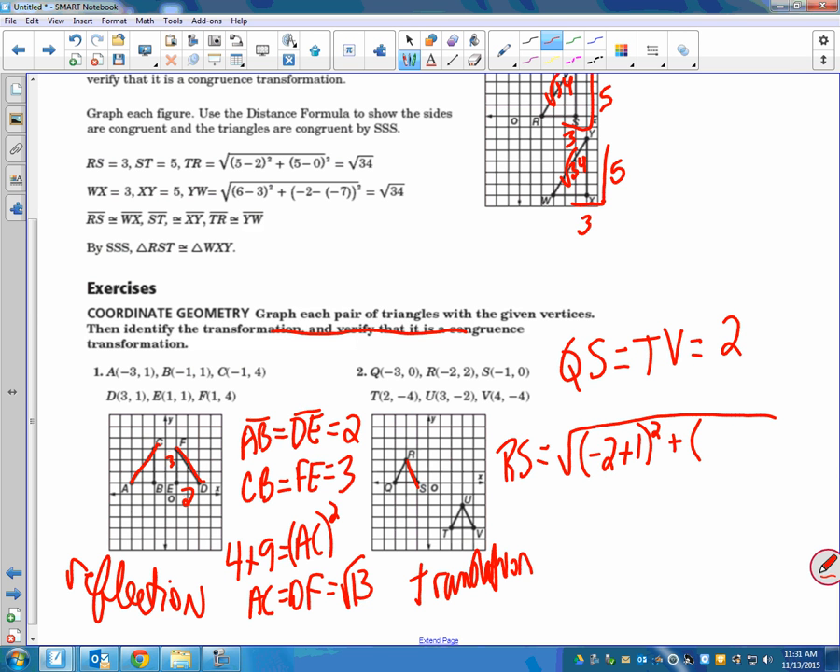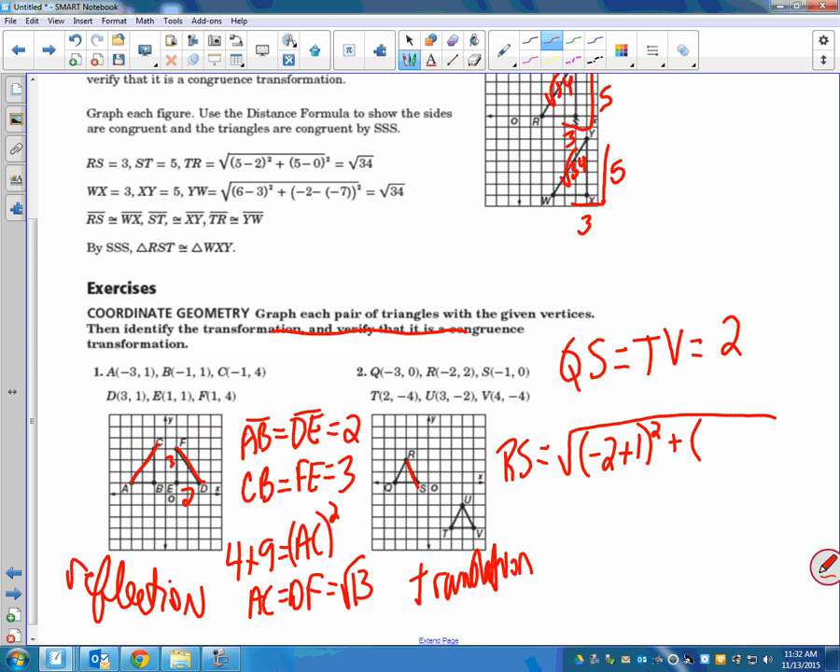It's Y2, not Y2 plus Y1. You're always subtracting. Just think about how you find the distance on a vertical and horizontal line. If I go from 1 to 4, I know that's a distance of 3 because 4 minus 1 is 3. So when you are doing the distance formula, you're always subtracting the x's, subtracting the y's.